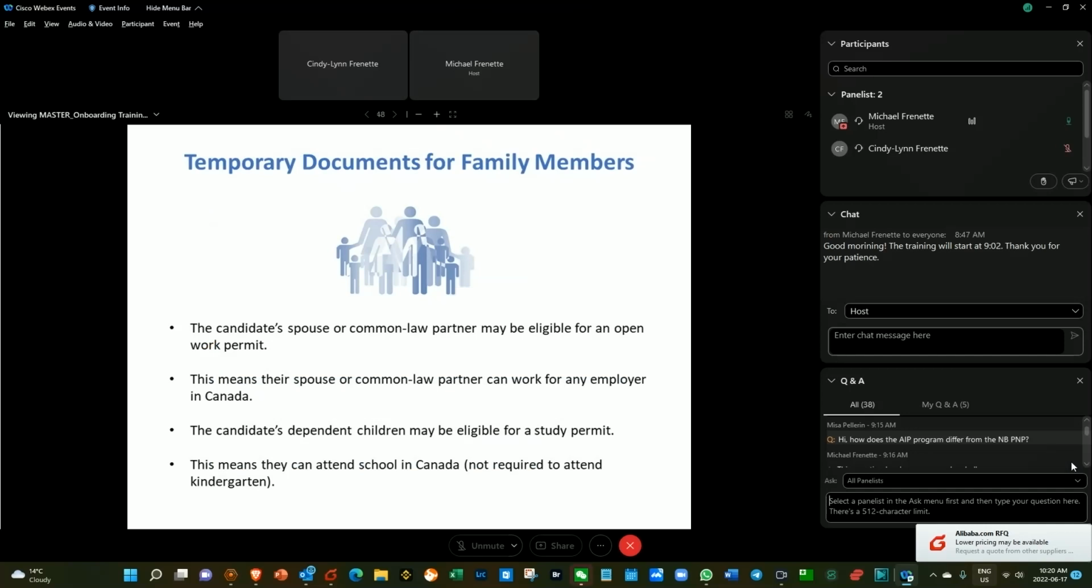All right, thank you. Many of these individuals that you may hire will also have spouses and common law partners, and their partners may be eligible for what we call an open work permit. So you don't need to offer them a job offer, but if you have a need, you can certainly hire them. The open work permit lets the holder work for any employer in Canada, so you don't have to go through the process of making a job offer and whatnot. The duration of the work permit will match your candidate's work permit, and any of their children will also be eligible for a study permit. This means that they can attend school in Canada.